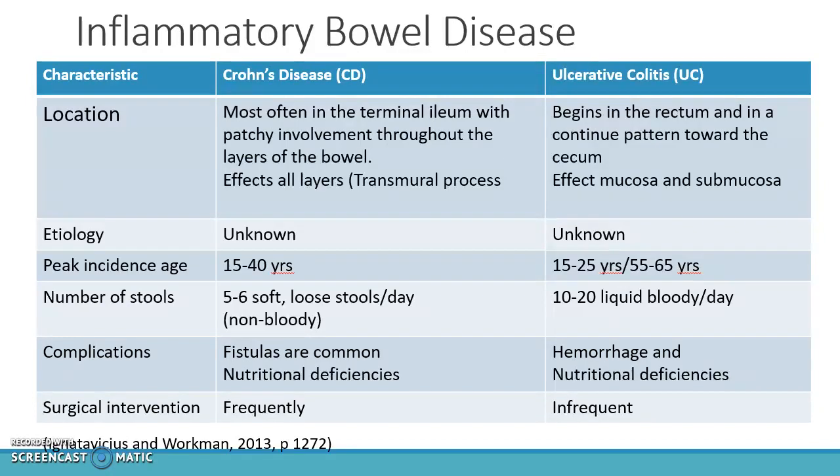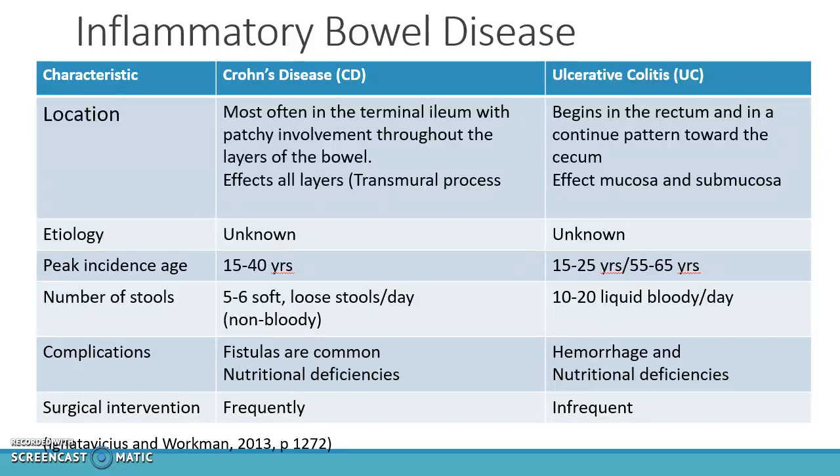Etiology for both is unknown. Peak incidence is 15 to 40-year-olds for CD, and 15 to 25 and 55 to 65 for ulcerative colitis. Now here's the big difference. Crohn's disease, there's 5 to 6 soft loose stools a day, but they're non-bloody. But with UC, there's 10 to 20, so the frequency is much more, and they're liquid bloody stools.